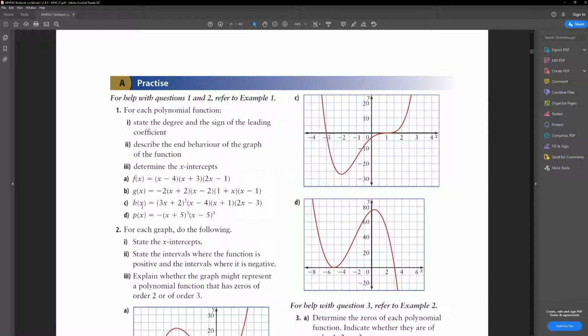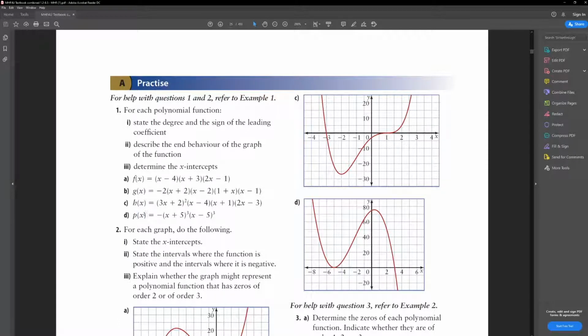C. Let's speed run this. Degree of the function, 2 plus 1 plus 1 plus 1. That's 5. The sign of the leading coefficient is positive, since we have nothing here. So the end behavior would have to be going from quadrant 3 to quadrant 1, because it's odd and positive. And then the x-intercepts, here we have to pick the 0, so negative 2 divided by 3, so negative 2/3, 4, negative 1, and this is 2/3. Oh, sorry, no, this is 3/2.